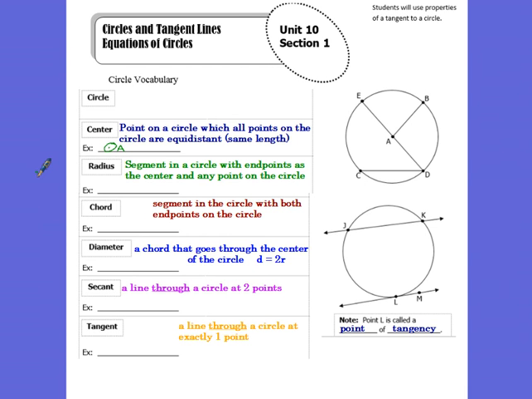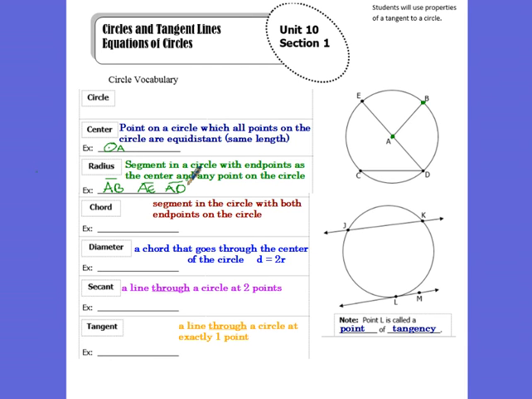The radius is the segment in a circle with endpoints as the center and any point on the circle. So a radius has an endpoint that's the center and any point on the circle. So we could say that AB is an example of a radius. We could say AE. We can say AD. Those are all examples of a radius, or radii, the plural.